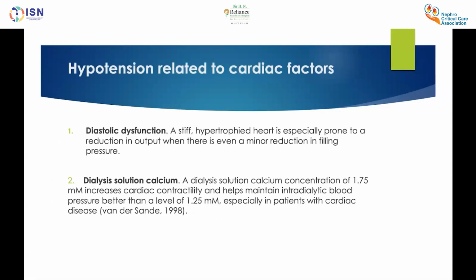Now, hypotension related to cardiac factors. That could be because of diastolic dysfunction. A stiff, hypertrophied heart is especially prone to a reduction in output when there is even a minor reduction in the filling pressures. Dialysis solution calcium concentration of around 1.75 mM increases cardiac contractility and helps maintain the intradialytic blood pressure better compared to a level of 1.25 mM, especially in patients with cardiac disease.